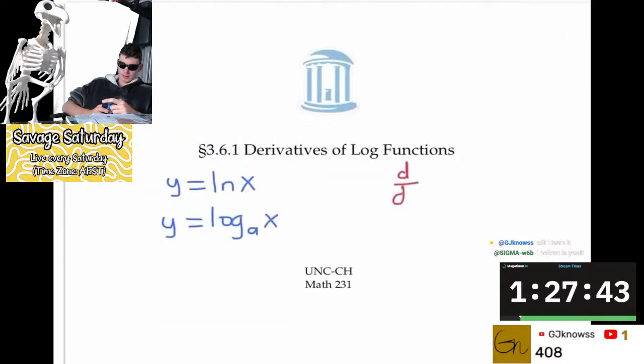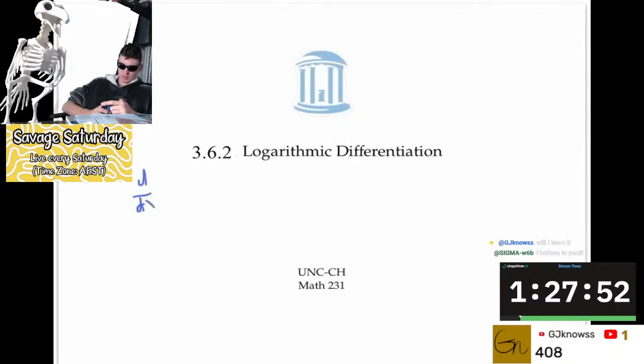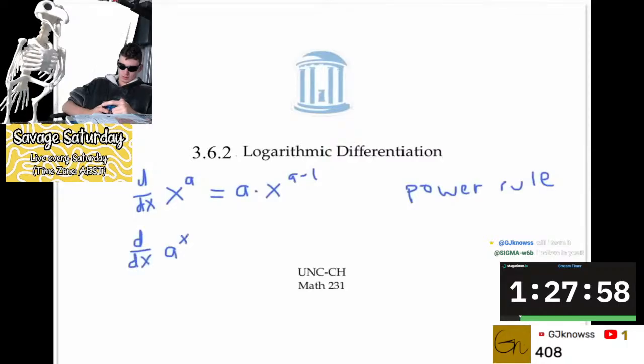In this video, we found that the derivative of ln x is equal to 1 over x, kind of a nice derivative. And more generally, the derivative of log base a of x is 1 over ln a times x. We've seen previously that the derivative of x to a constant a is equal to a times x to the a minus 1. This is the power rule. We've also seen that the derivative of a positive number a raised to the x power is equal to ln a times a to the x.